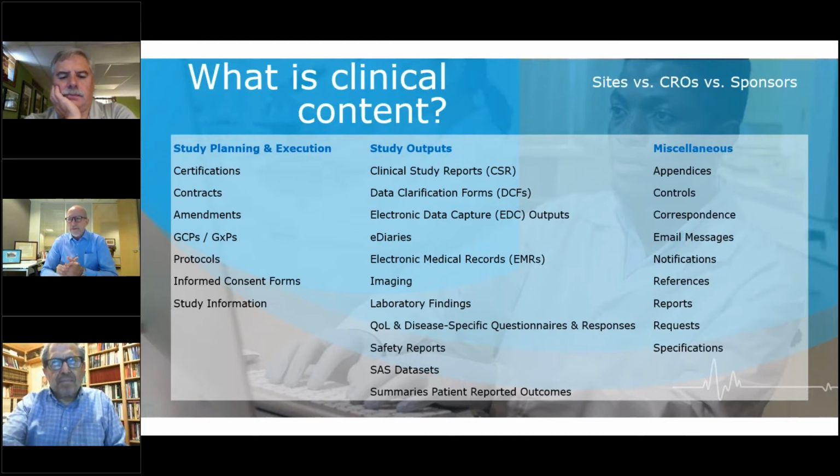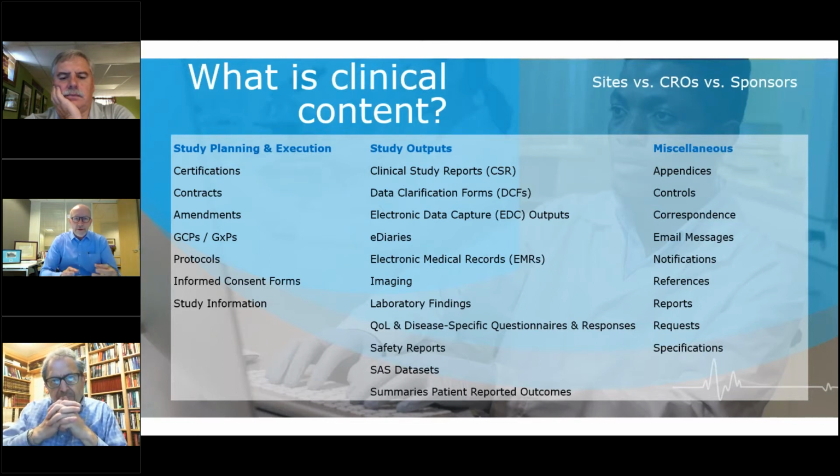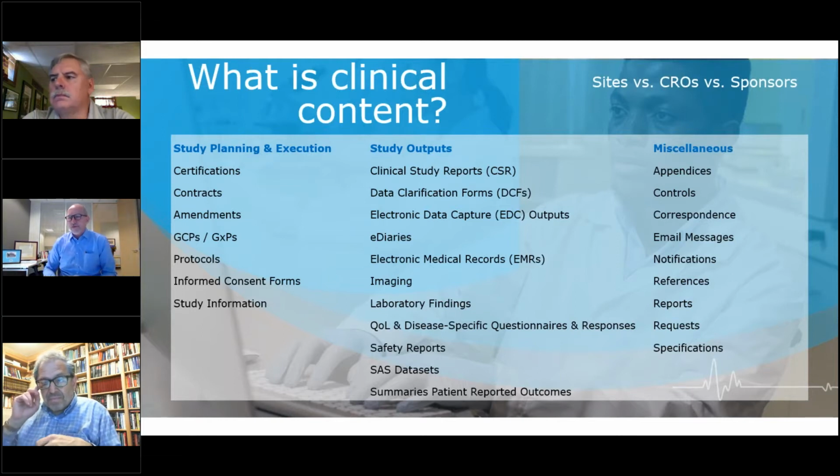You've got laboratory findings, and then there are aspects of quality of life and disease-specific instruments that are being developed and run with patients, and those responses need to be gathered. Safety reports, obviously, throughout the life of a study and even thereafter. And then there's the SAS data sets and the generation of those. So that's study-related outputs, and the mixed bag of miscellaneous that runs the gamut from email correspondence to references and reports, specifications and controls. But that is just some of the clinical content that we as a collective unit will work with firms such as yours. Next slide.